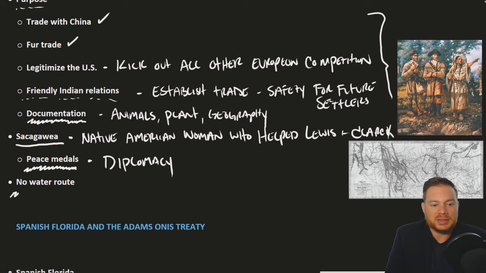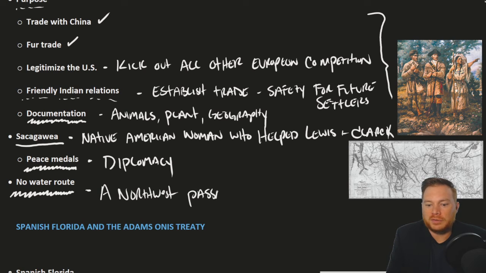However, one thing that it didn't do was find an all-water route across North America, and that's because it doesn't exist. So in other words, a Northwest Passage, right, a river that could travel the whole way from the Atlantic to the Pacific, did not exist. You could get across the Americas, but you have to do so by either sailing north of Canada or south of South America. So this was not the case.